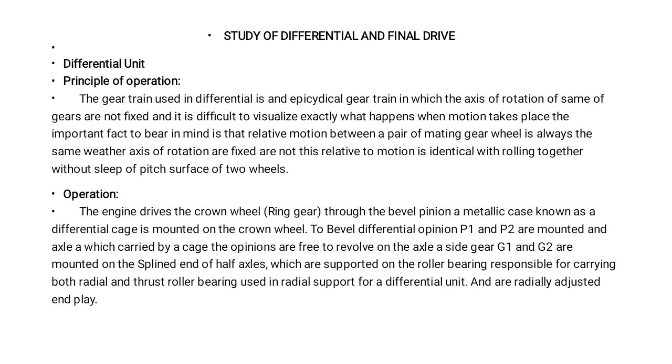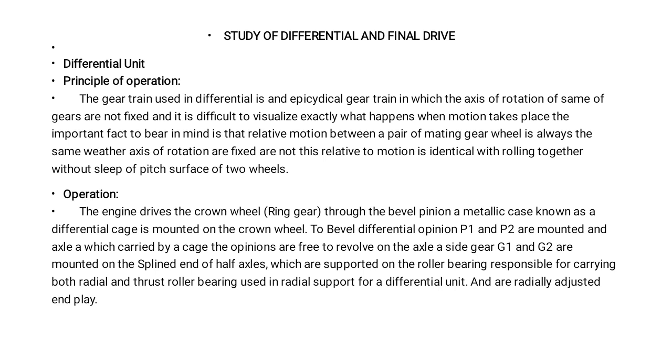This relative motion is identical with rolling together, without slip, of each surface of the two wheels. Now the engine drives the crown wheel through the bevel pinion. A metallic cage known as the differential cage is mounted on the crown wheel, and two bevel differential pinions P1 and P2 are mounted on an axle which is carried by the cage. The pinions are free to revolve on the axle.